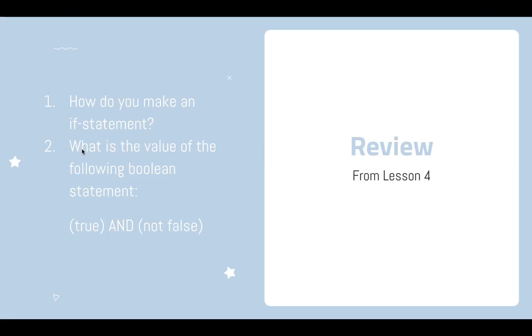All right. The second question. What is the value of the following Boolean statement? True and not false. Let's think about this. Okay, so the answer is true. And that's because, well, we already know what true is. And not false, well, what is not false? Well, that's going to be true. So it's true and true. So if true and true, that's going to always be true.